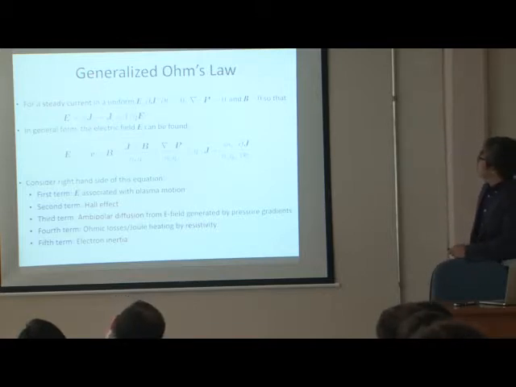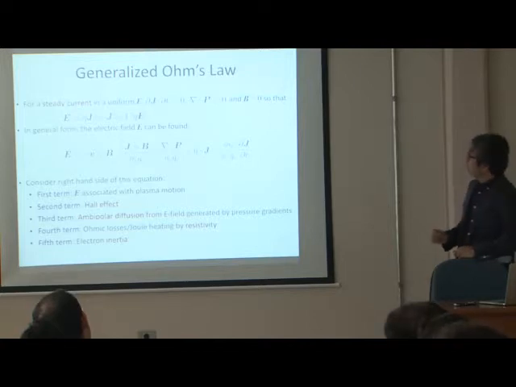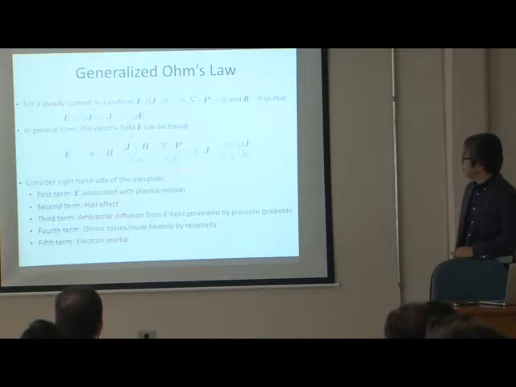First, the steady current in a uniform electric field. The time derivative of the density is 0, and nabla dot P equals 0, and the velocity equals 0. So the electric field E equals eta J, so J equals 1 over eta times E. This is the steady current situation. In general form, the electric field E can be found from this kind of equation.